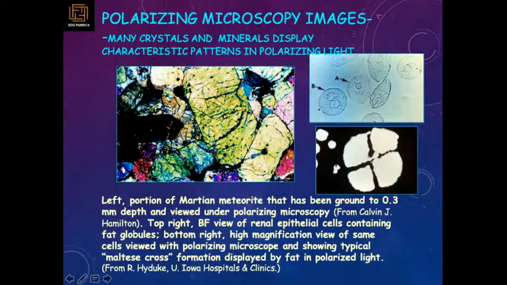This is a Martian meteoroid sample, 0.3 millimeter in depth, viewed under the polarizing microscope. On the right-hand side we can see renal epithelial cells containing fat globules, and the bottom right is a high magnification view of the same cells viewed with the polarizing microscope, showing the typical Maltese cross. So in this way we have three different microscopes.